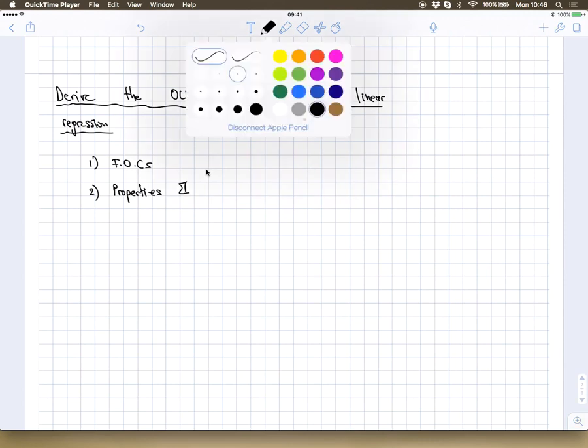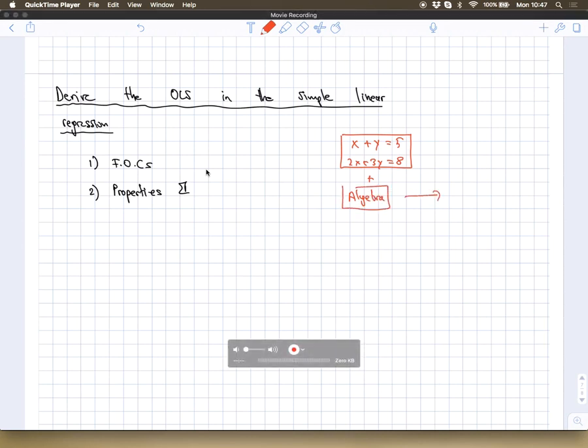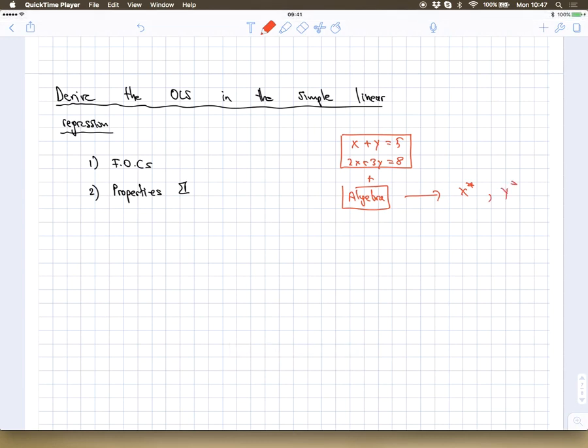Let me give you a parallel of this. If I told you something like x plus y is equal to 5, 2x plus 3y is equal to 8, could you find the x and y that satisfy these two equations? Of course. What do you need in order to do that? Well, you need these two equations, and you need algebra, right? So this equation, together with algebra, will lead you to the x star and the y star that you're looking for. Okay? You should all be able to do that.